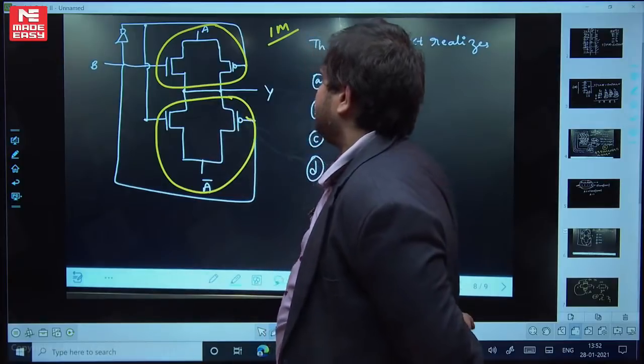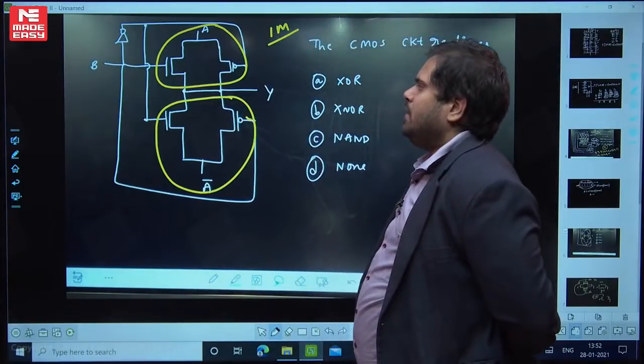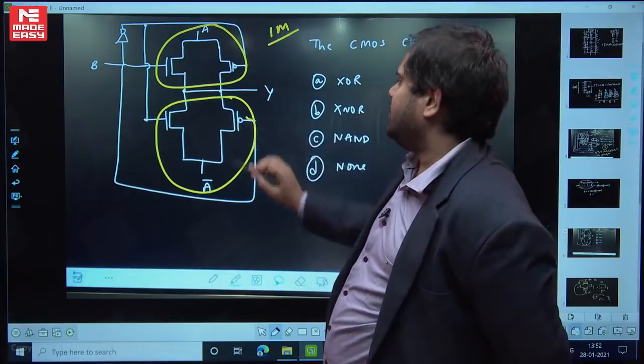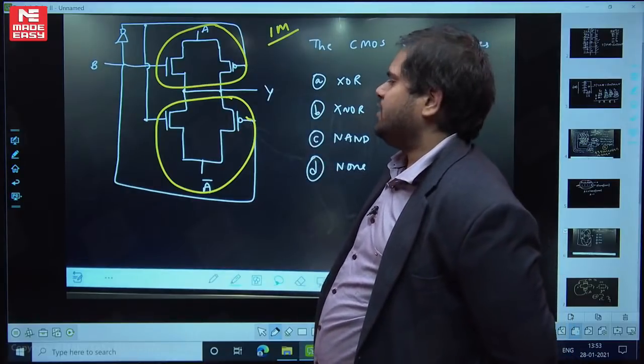NMOS is parallel to PMOS. Okay, there are two transmission gates. This is one transmission gate. This is one transmission gate. Okay, there are two transmission gates here.